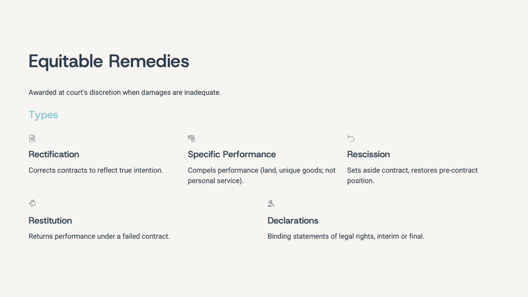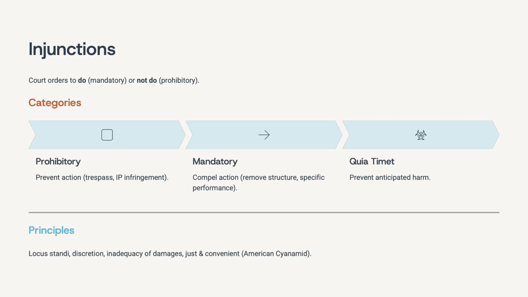Another thing that is equitable is a declaration. The court basically says, this is what the law says. Get used to it. So those are equitable remedies. And now my favorite, that is injunction.